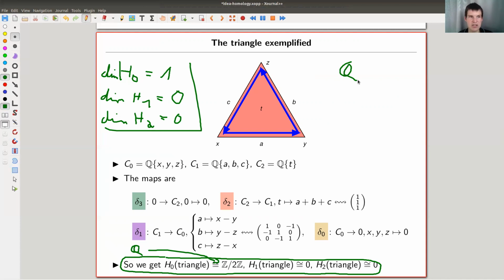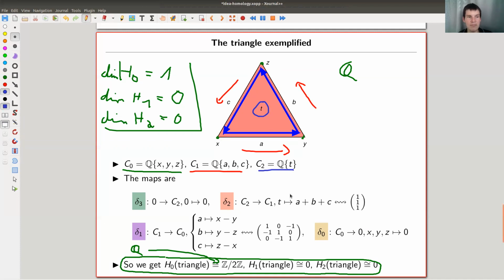Well, what are the zero-dimensional chains? They are the vertices of my triangle. I just gave them some names, X, Y, and Z. So C0 is just a three-dimensional vector space given by basis vectors X, Y, and Z. As in my notation before, I have my A, B, C going around with a certain orientation. The orientation will play a role in a second, you will see. So this is also a three-dimensional vector space, A, B, C. And then I have a face in the middle, which I call T, like the triangle. So the two chains is just QT.